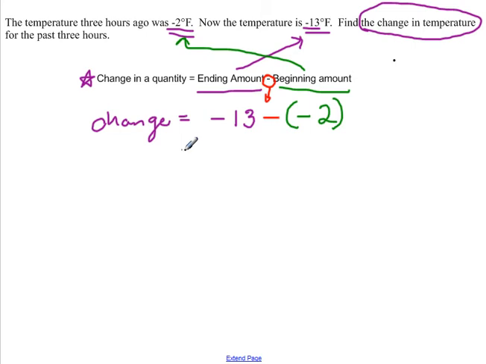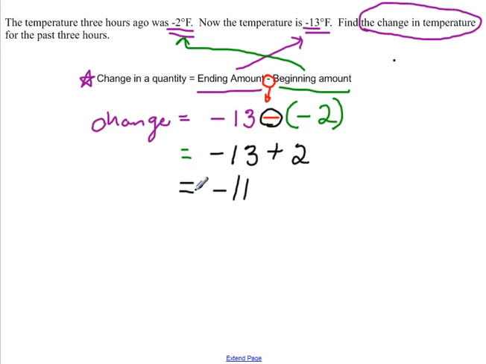So my change, negative 13 minus negative 2, well, instead of subtracting, let's add the opposite. Okay, so negative 13. Instead of subtracting, let's add. The opposite of negative 2 is positive 2. And negative 13 plus 2, well, signs are different, so we take the difference and keep the sign of the 13 because that's the one with the larger absolute value. So my answer is going to be negative 11 when we subtract the 13 and the 2.